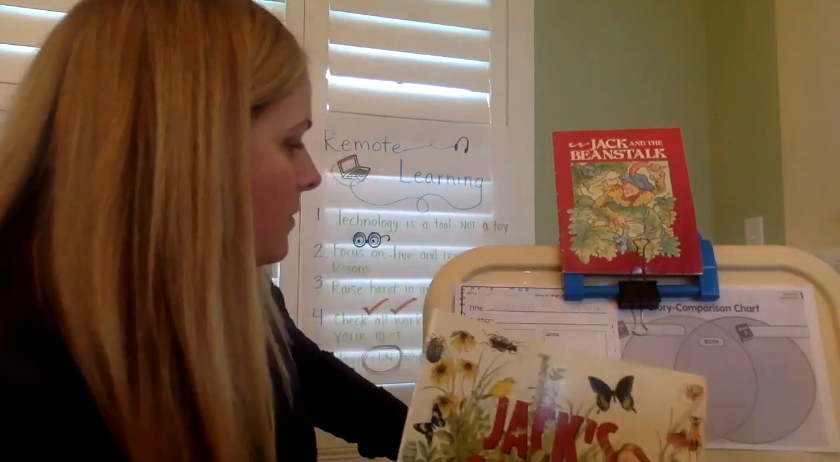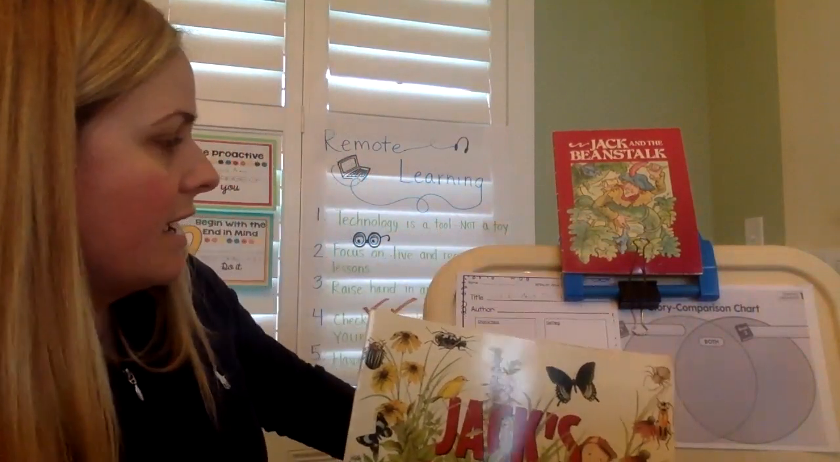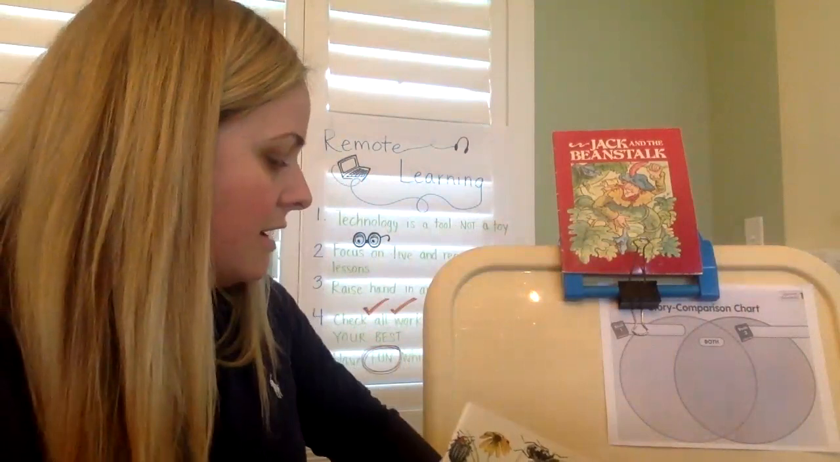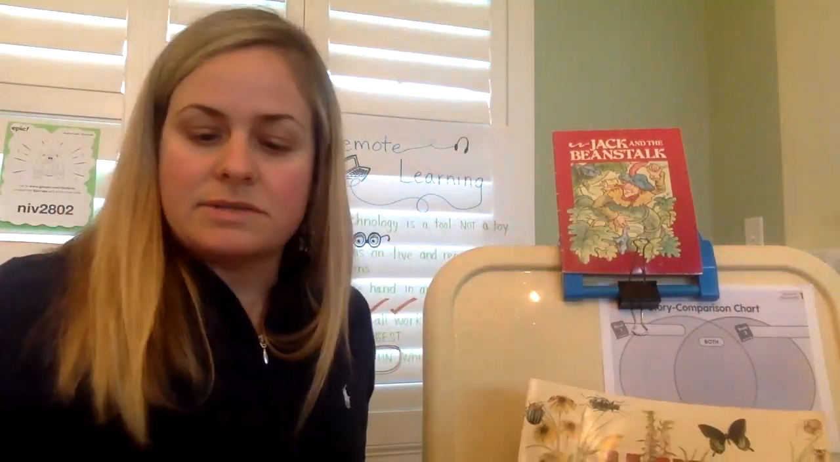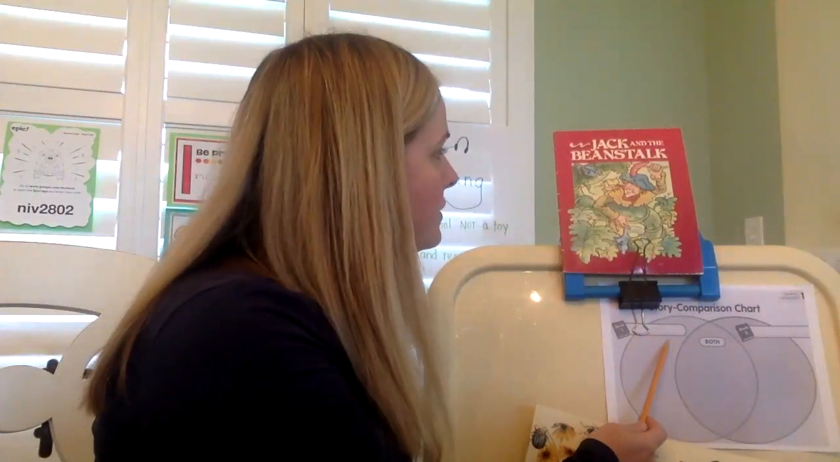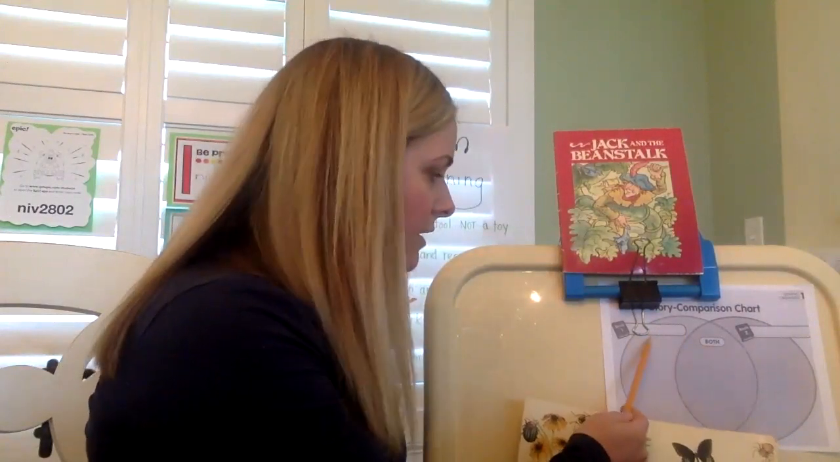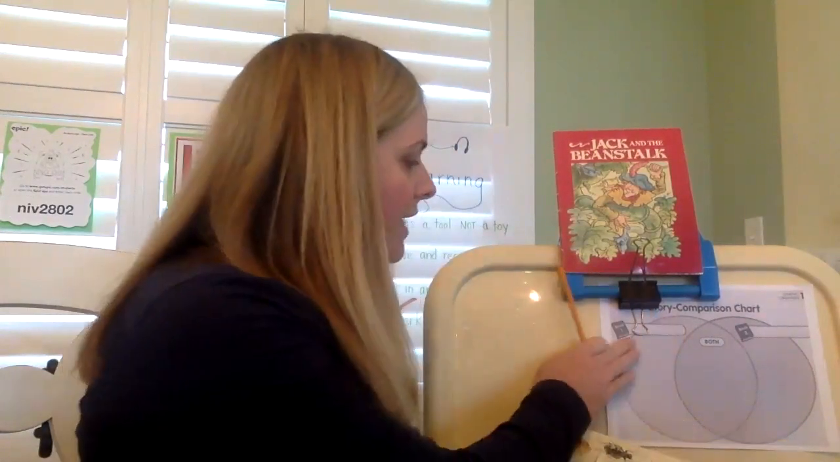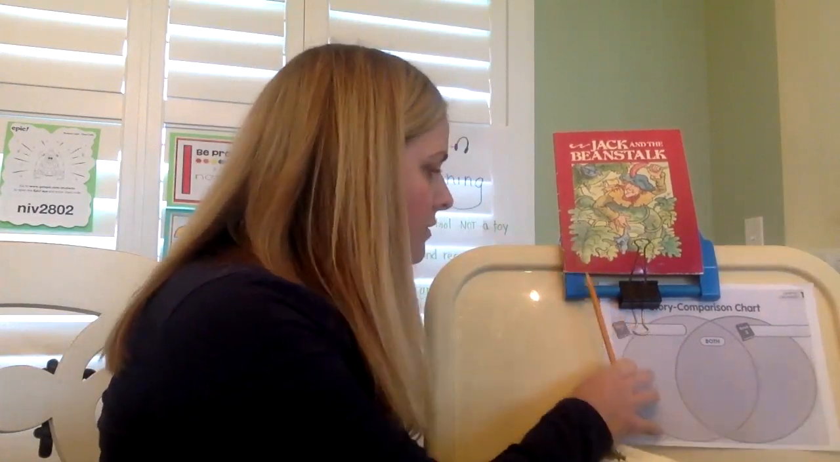When you begin your comparison chart here, your Venn diagram, you want to make sure that you add the titles to both books. So Jack and the Beanstalk would go here for book number 1. And then on book number 2, you could write Jack's Garden.